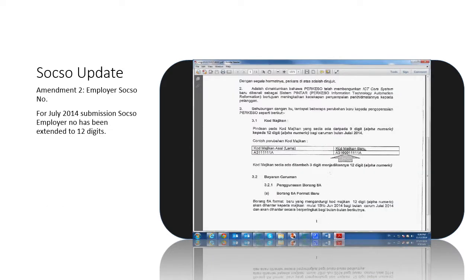Amendment 2, Employer SOCSO Number. For July 2014 submission, the Employer SOCSO Number has been extended to 12 digits.